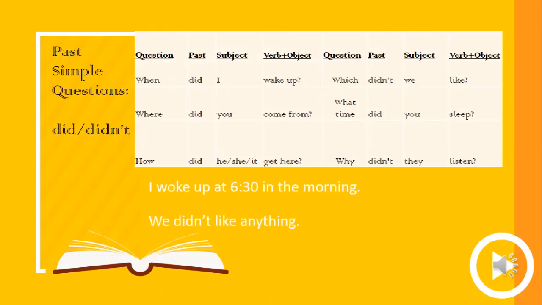Why didn't they listen? Here, when you use did and didn't in the question, but it's not the first word, you need a question word before it, and after that, the subject and the verb. These verbs, you do not need to add ed in the question.